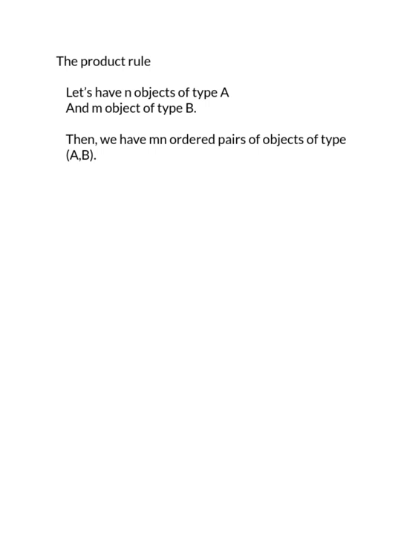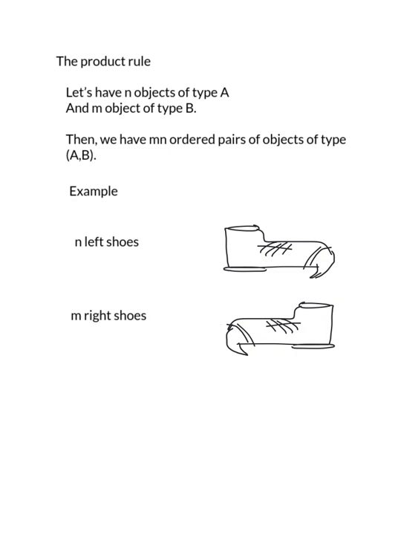I will now explain this by a very nice example. Imagine we have m left shoes, so here this is a left shoe, and m right shoes. And most often you know that left shoes are different than right shoes. And then how many pairs of shoes do we have? We have n times m pairs of shoes.